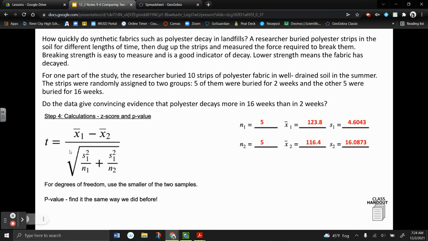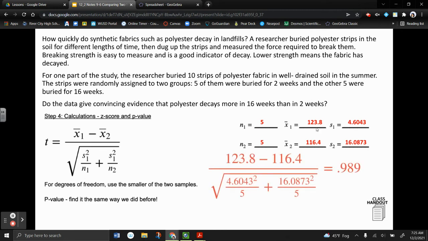All right, in terms of our calculation, this is our test statistic. We're just going to do x bar 1 minus x bar 2 over the square root of the standard deviation of the first group squared over n1, and this should say a 2 here, standard deviation of the second group squared over n2. Plugging in our values that we identified in step 1, we get a test statistic of 0.989.